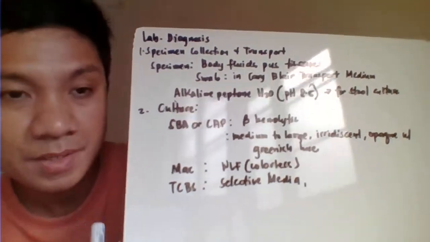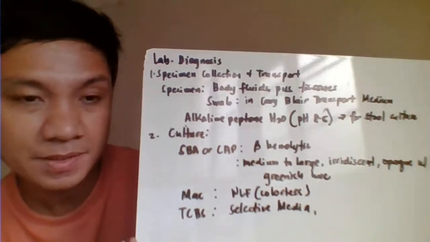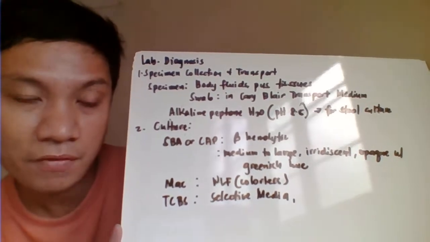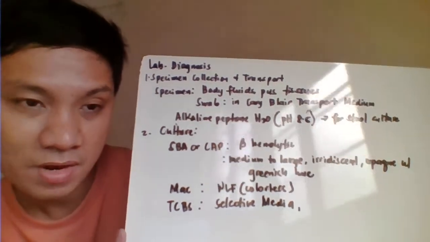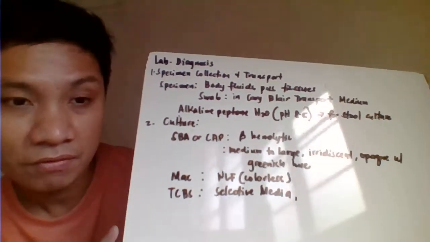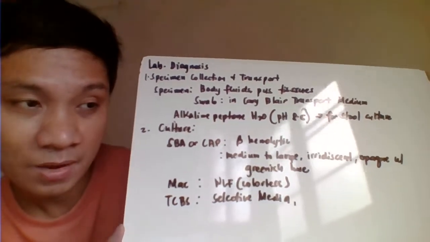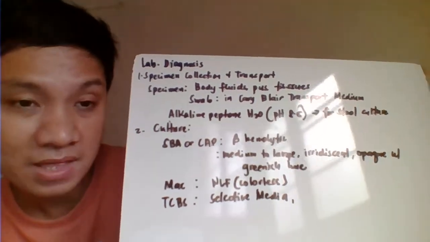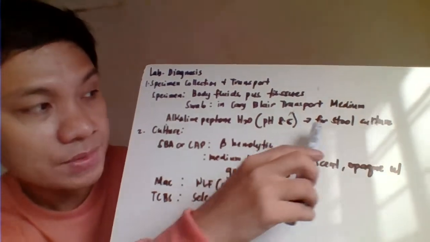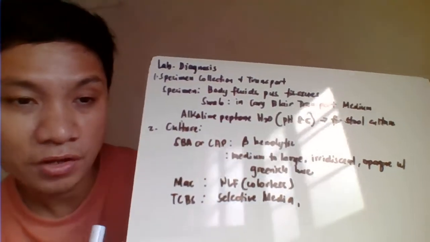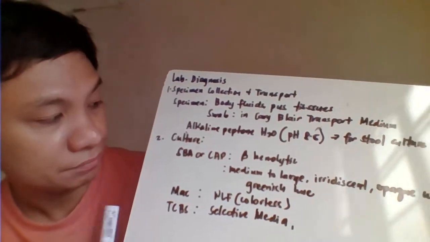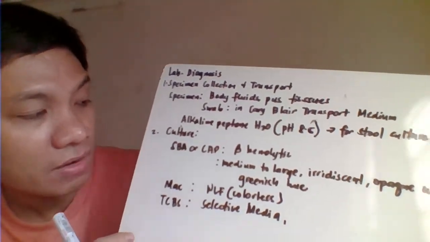Okay, then we have here the specimen collection and transport of the specimen for the diagnosis of your Vibrio. So the ideal sample here for diagnosis, you can have your pus cells, you can have here your tissues, or you can also have your body fluids. For the stool sample, with your swab, you can have that one provided as being transported with the Cary-Blair transport medium. You could also have your stool sample here that's being put in your alkaline peptone water that would have the pH of 8.5.